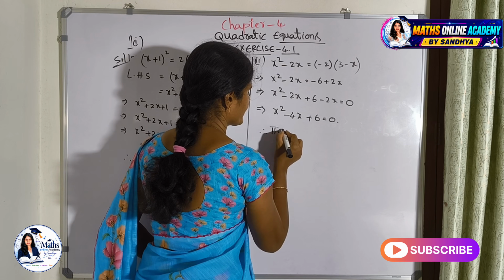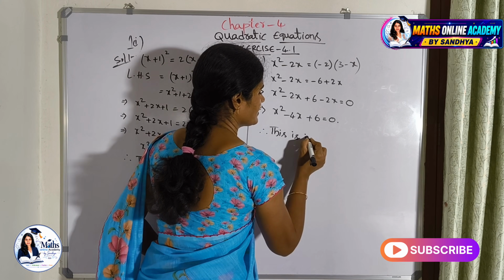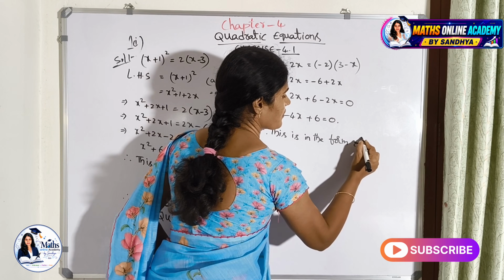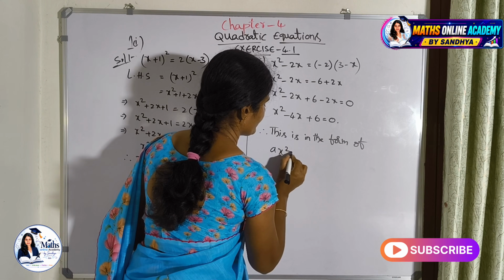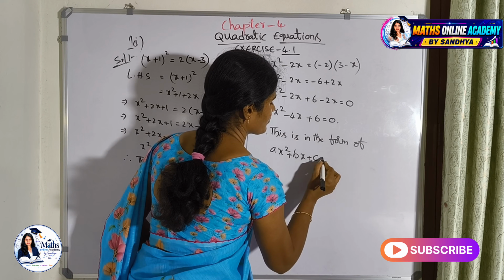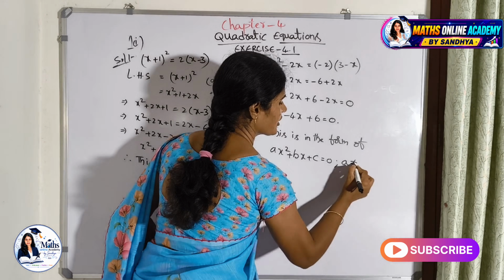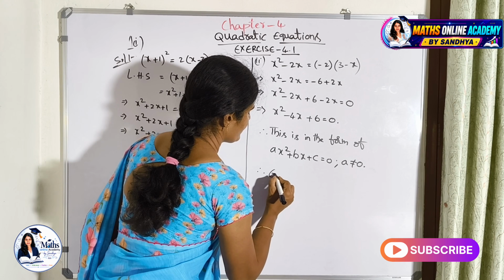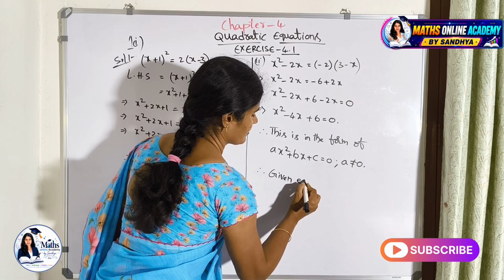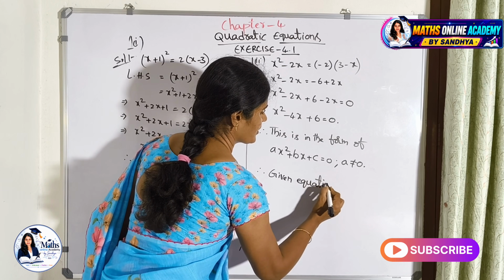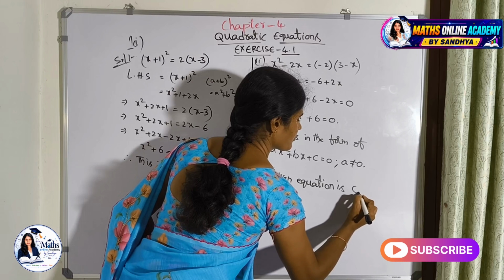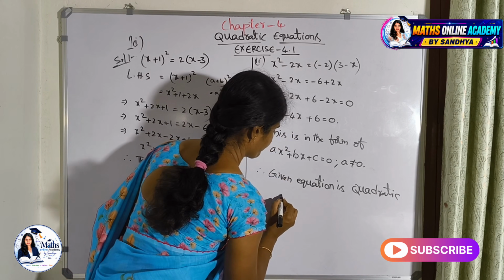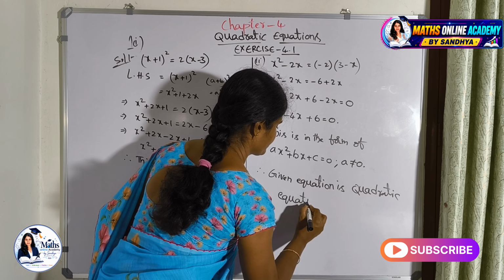Therefore, this is in the form of ax square plus bx plus c equal to 0 and moreover a not equal to 0. Therefore, the given equation is a quadratic equation.